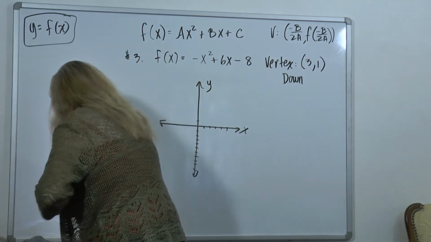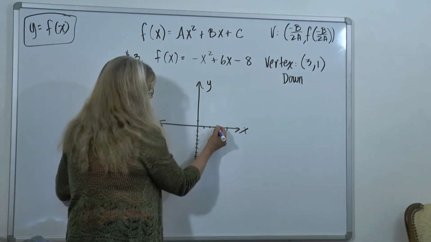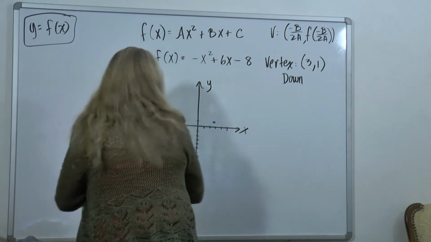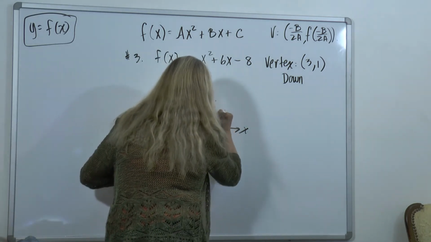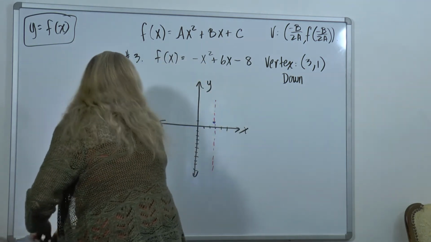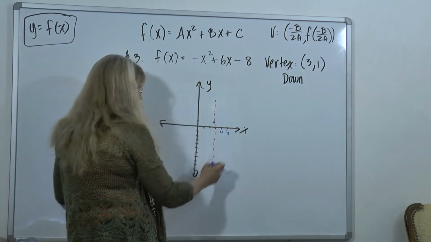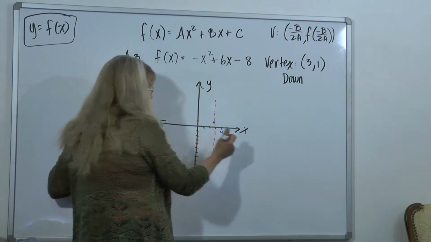Okay, so, alright, from the origin, positive 3 in the x, positive 1 in the y direction. Put my little axis of symmetry. Okay, so this is a positive 3, so we're going to get 4 and 5, and that'll give us some points down here, and then we're going to do the mirror image over here.